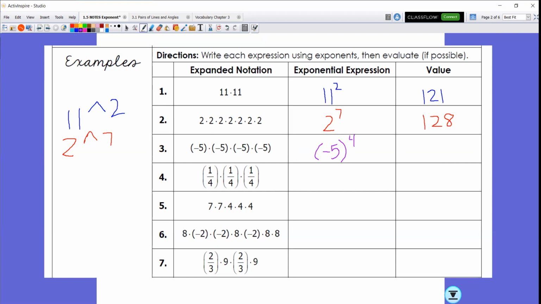Now here's why it's really important that we use parentheses. I said I was only going to do it one time, but now I'm going to do it again. If I just type in negative 5 raised to the 4th power, and I don't use parentheses, my calculator doesn't know that I'm raising that negative to the 4th power. So negative 5 raised to the 4th power gives me negative 625.